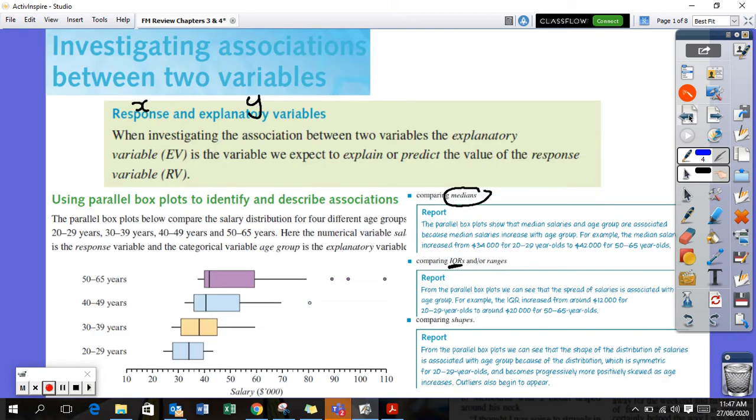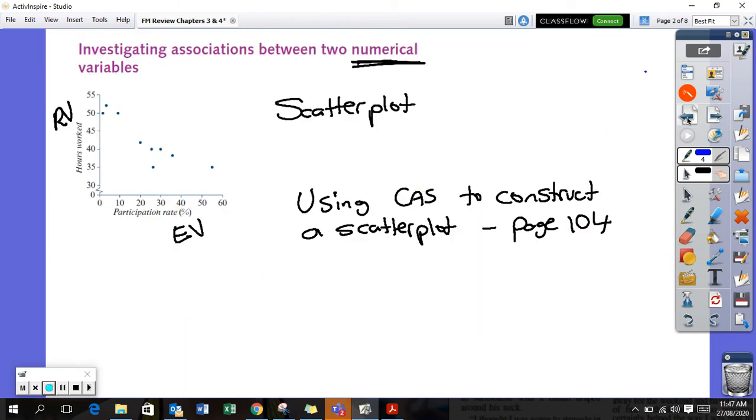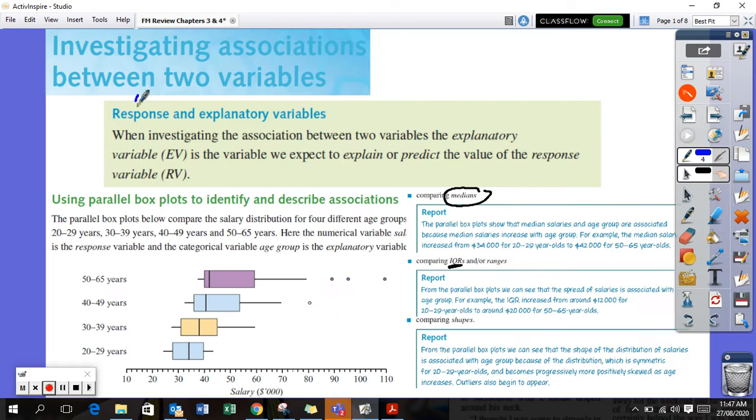Let's just go back here and fix up my error. This is the thing you have to be very careful of. The response variable is the y variable and the explanatory variable is the x variable. To those people who picked that up, well done. Those people who didn't, just be very careful with that. It's easy to make that mistake.